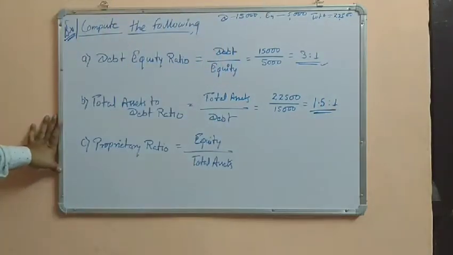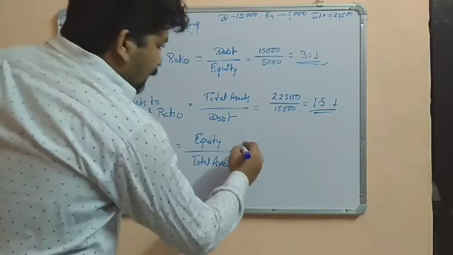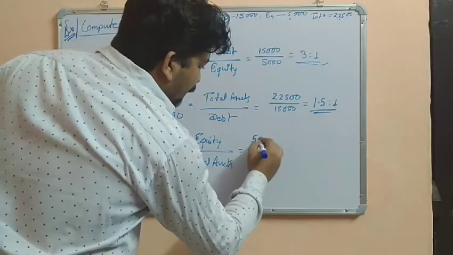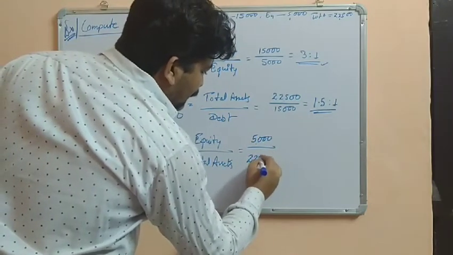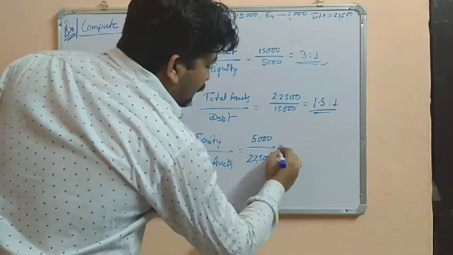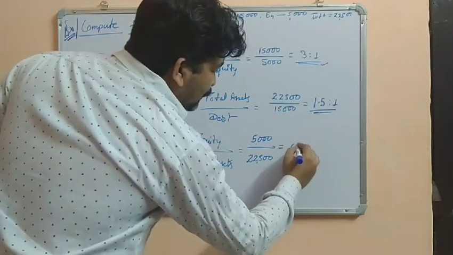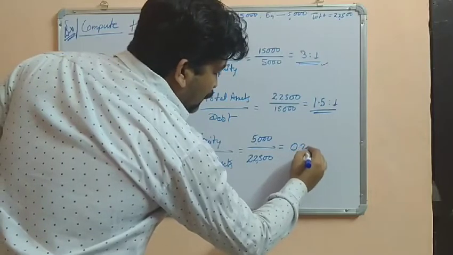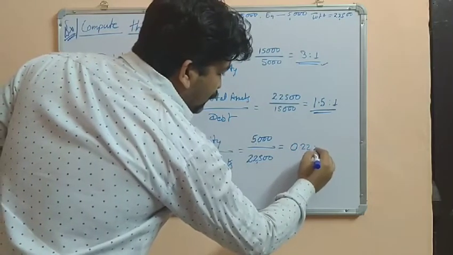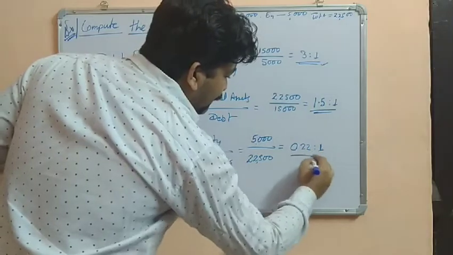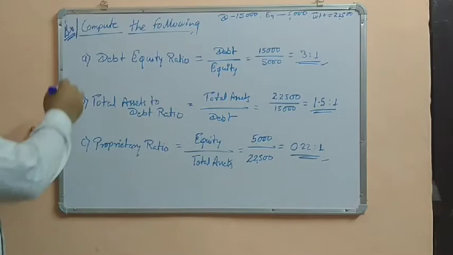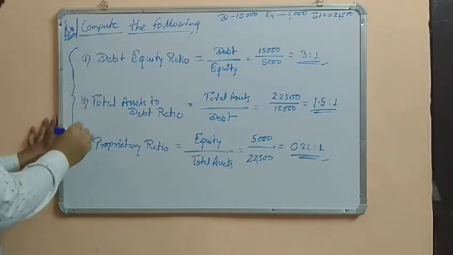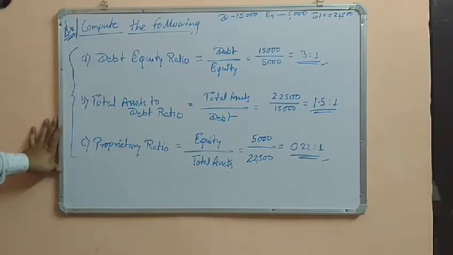Okay. Now the proprietary ratio, the value of equity is given, 5,000 and the value of total assets is 22,500. Now you will again count it, you will get 0.22 is to 1. So this is how you can calculate this formula by using the question itself. Okay, thank you.